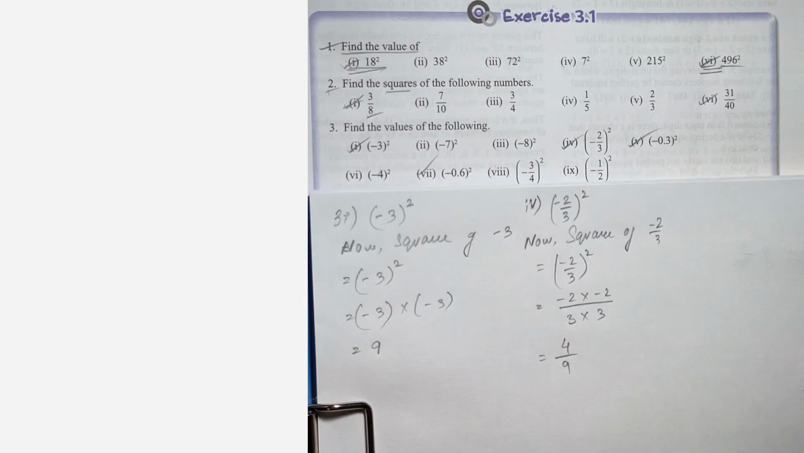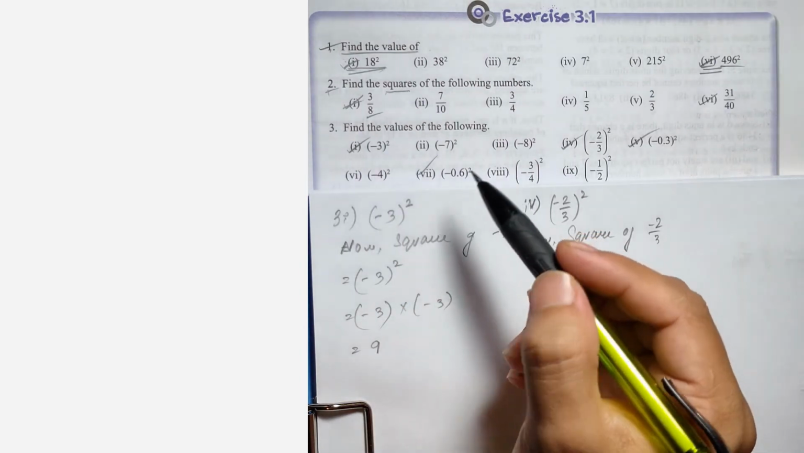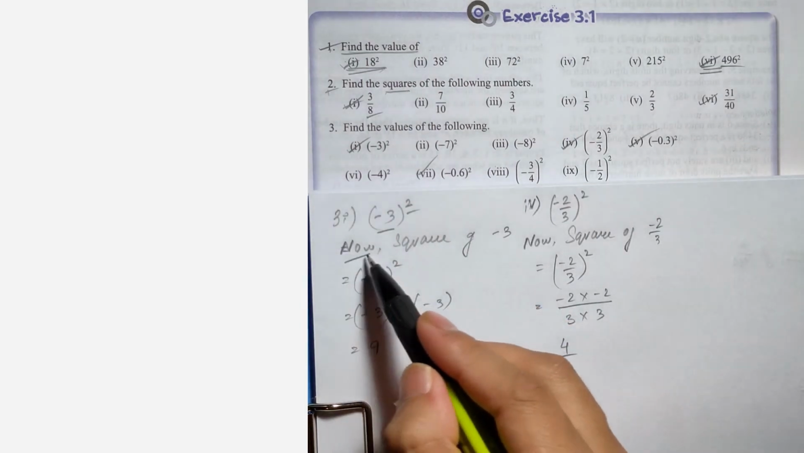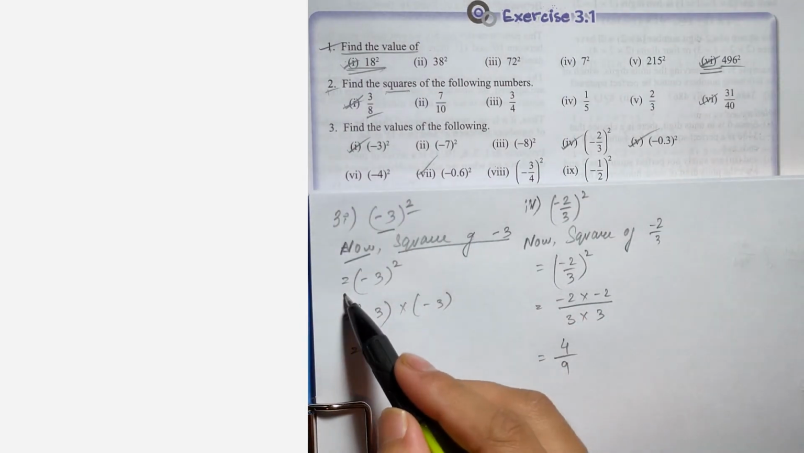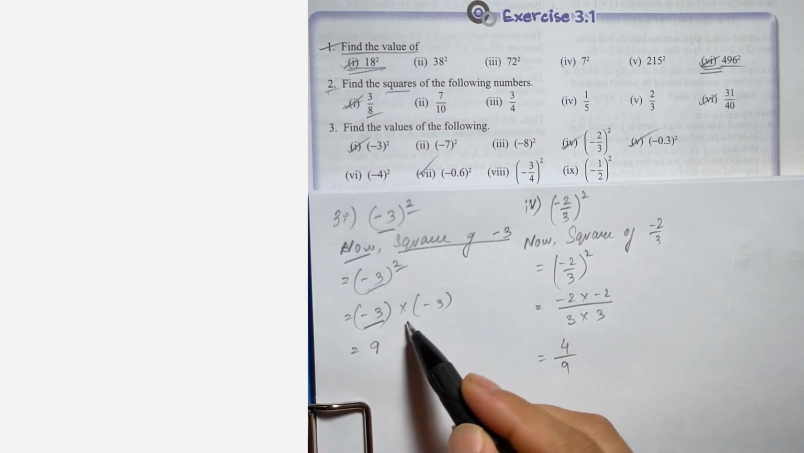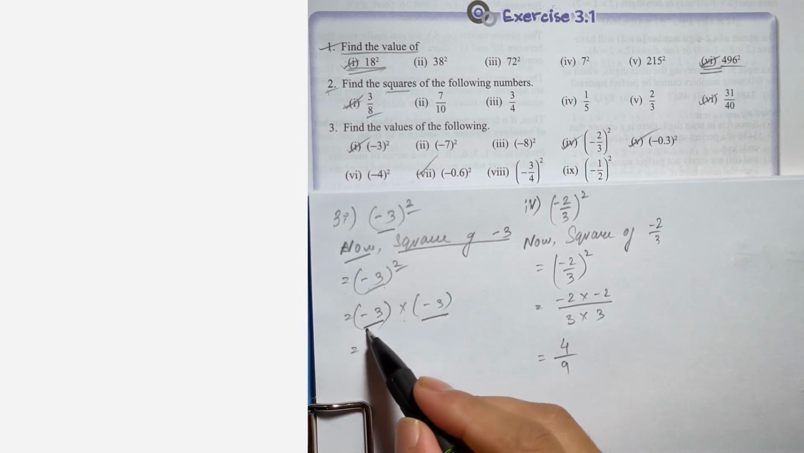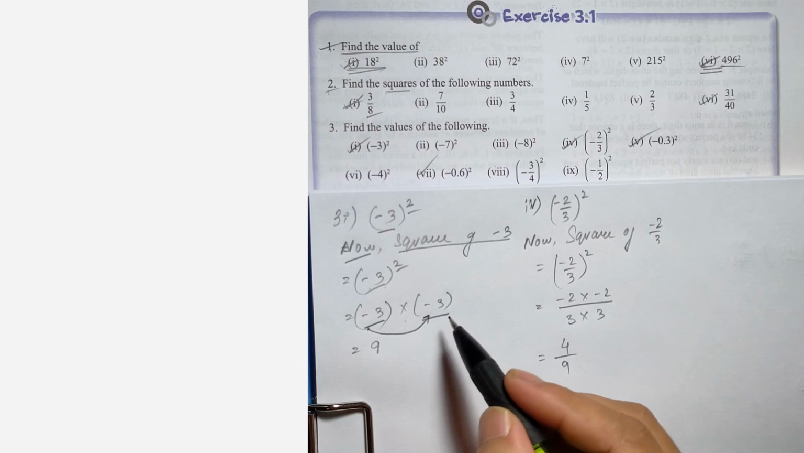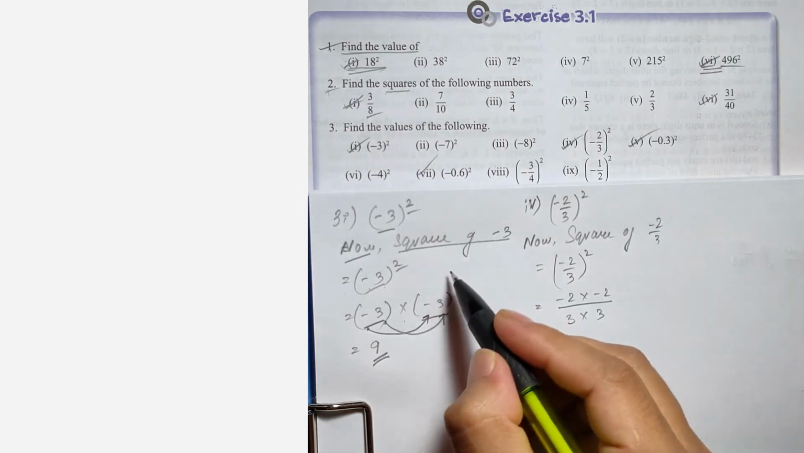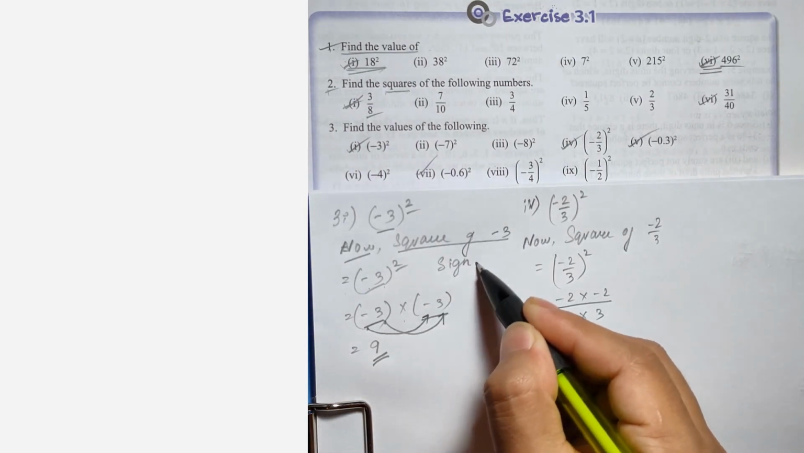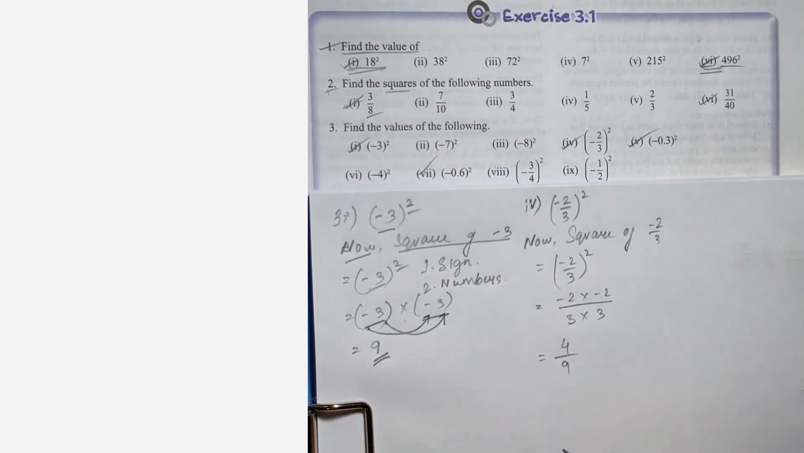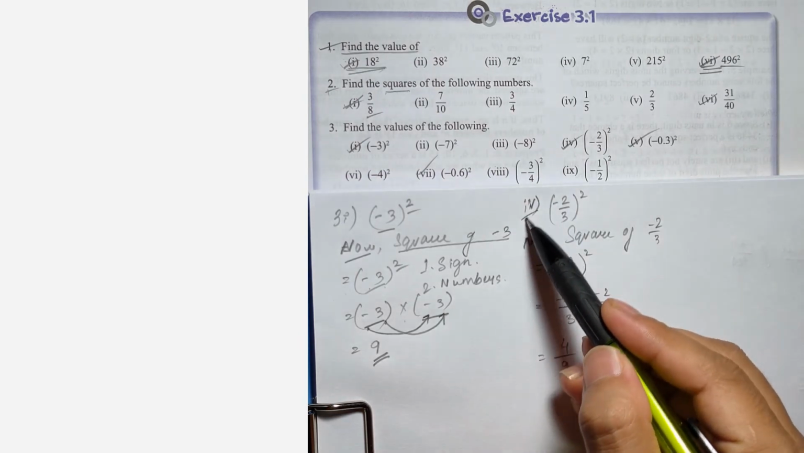Okay, let us now discuss how to find the squares of negative numbers. Okay, so let's take an example, minus 3 squared. So now square of minus 3 is equal to minus 3 square. Now minus 3 square means minus 3 into minus 3. So here minus into minus is plus, and 3 into 3 is 9. So from here we understand that first we have to multiply the sign, and second we have to multiply the numbers.